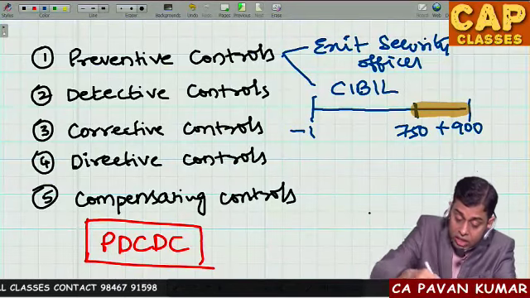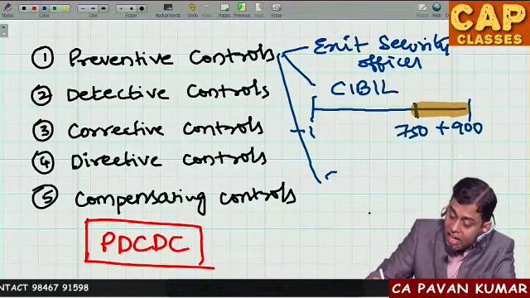Another preventive control is segregation of duties. So what is segregation of duties? If you remember, in internal controls, there is a rule, there is a principle. The custodian function and the recording function shall not be performed by the same person. What is that? Custodial function, and record function. These two cannot be performed by the same guy.